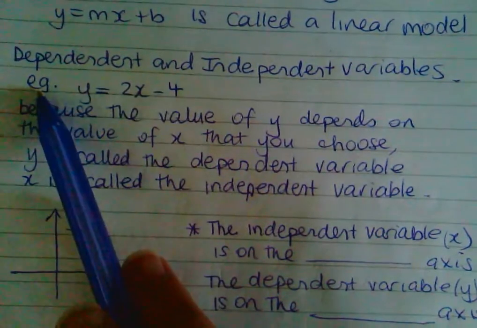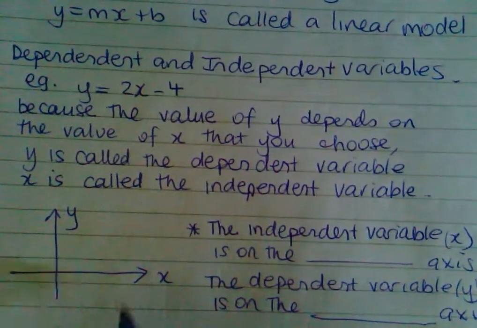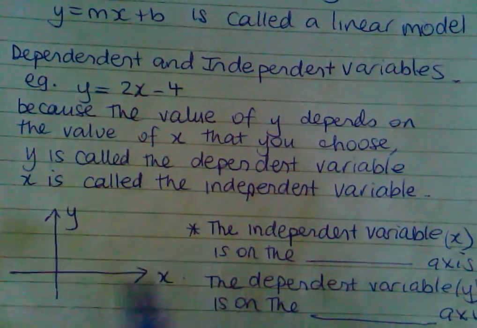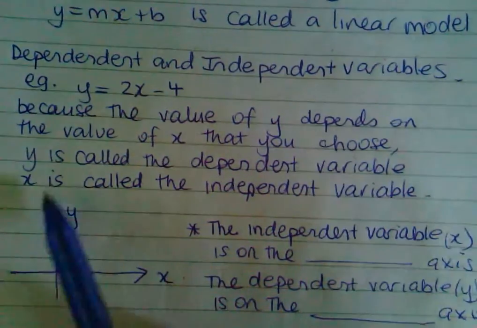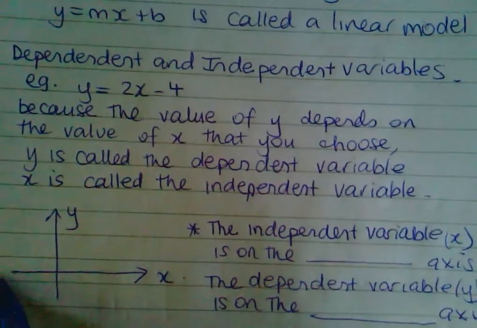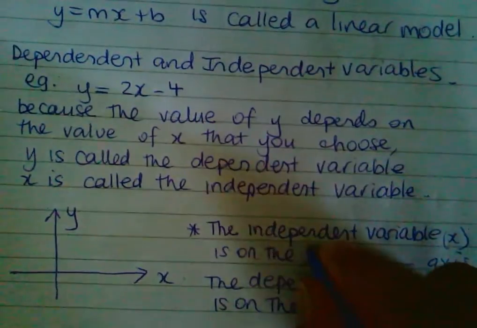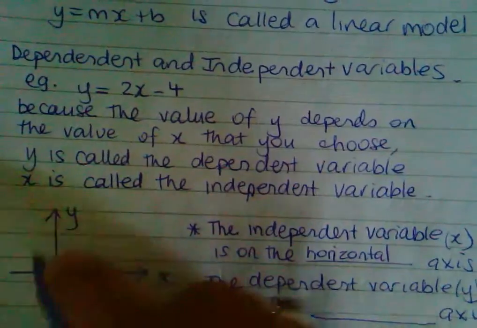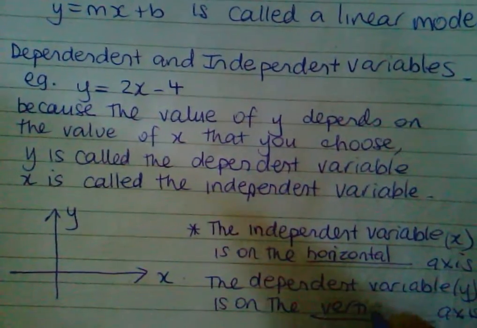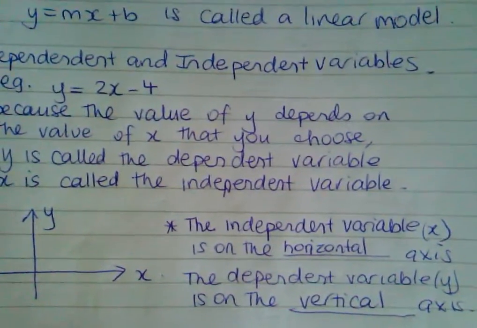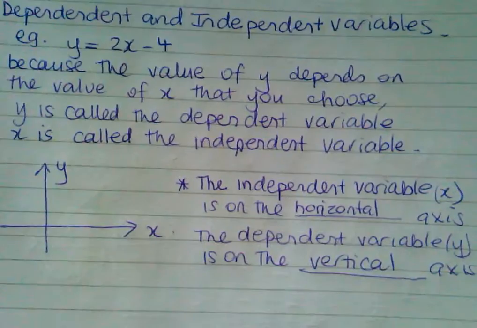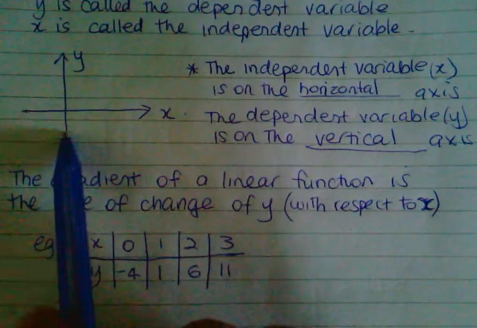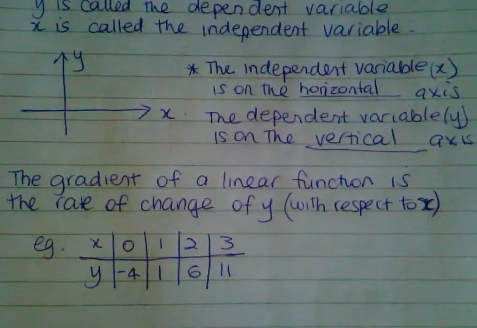So y equals 2x minus 4 was the example we were looking at. So we know that x-axis is the horizontal or vertical axis? Yeah, there's the horizon. And y is the vertical axis. Therefore, we always put the independent variable on the horizontal axis, and we always put the dependent variable on the vertical axis. Okay? Always dependent variable on the vertical axis, independent on the x-axis.